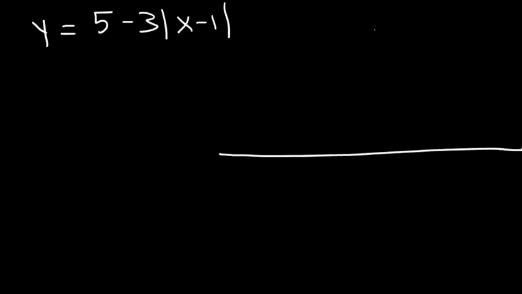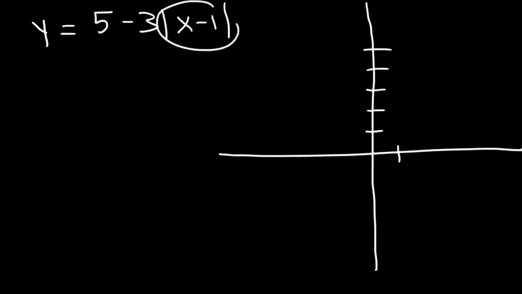So let's say if we have 5 minus 3 times x minus 1. So I'm going to put this over here and draw a bigger graph this time. So as we travel 1 unit to the right, we need to go up 5 units. Based on this, it shifts 1 to the right horizontally and vertically up 5 units. So the first point is at 1, 5. Now we have a slope of 3, and because it's negative, we know it's going to open downward.